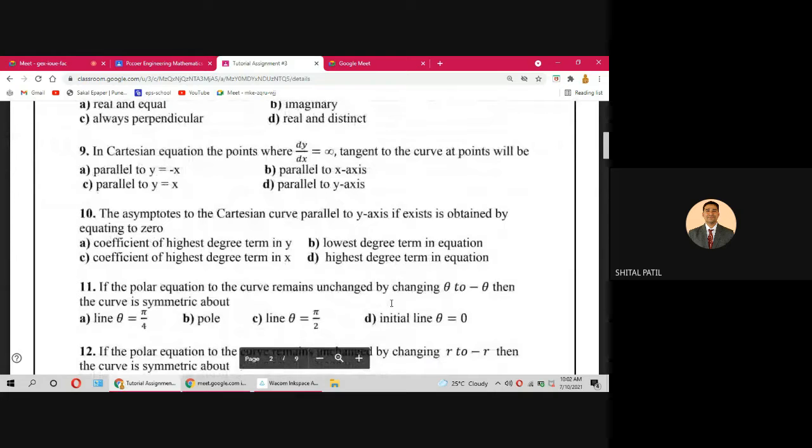Question number 10. The asymptotes to the Cartesian curve parallel to y-axis, if exist, are obtained by equating to 0 what? How to find asymptote parallel to y-axis? Equate to 0 the coefficient of the highest degree term in y. Remember in this way. Now, if you want to find asymptote parallel to x-axis, what is to be done? Equate to 0 the coefficient of highest degree term in x. Okay. Question number 11.